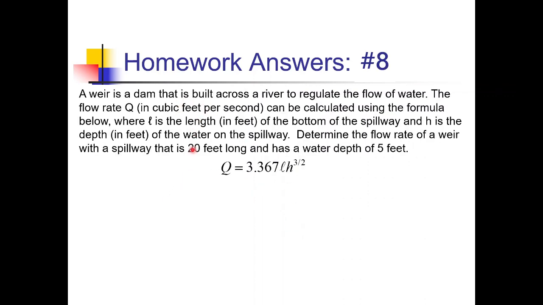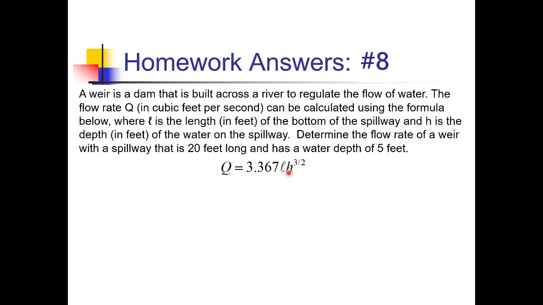For this word problem here, I think that's pronounced a weir, is a dam that's built across a river to regulate flow of water. The flow rate, Q, in cubic feet per second, can be calculated using this formula down here, where this L is the length of the bottom of the spillway, and H is the depth in feet of the water of the spillway. So we have length and depth. We want to determine the flow rate of a weir with a spillway of 20 feet long and a water depth of 5. So this is pretty straightforward.